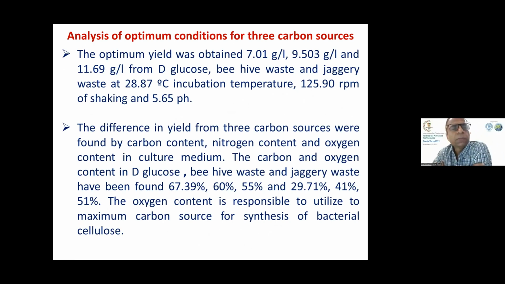So on the basis of this analysis, we can say the optimum yield obtained was 7.01 grams per liter, 9.5 grams per liter, and 11.69 grams per liter in the case of HS media, beehive waste, and Zaggeri waste.